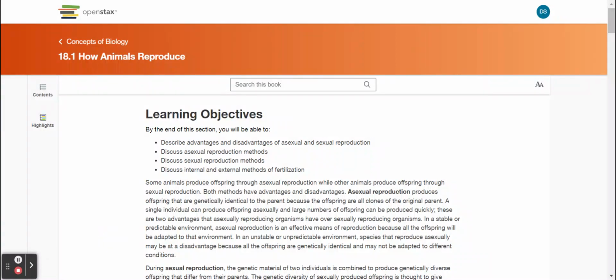Section 18.1, How Animals Reproduce. By the end of this section, you will be able to describe advantages and disadvantages of asexual and sexual reproduction, discuss asexual reproduction methods, discuss sexual reproduction methods, and discuss internal and external methods of fertilization.